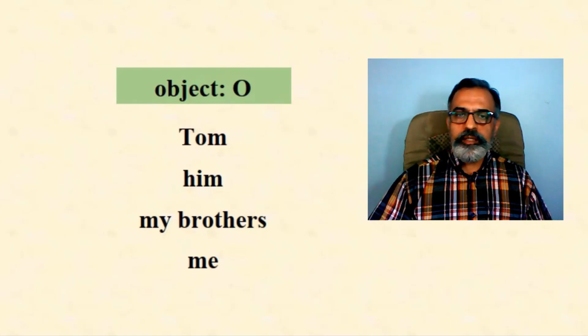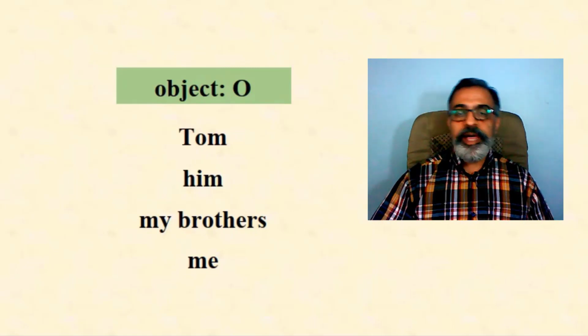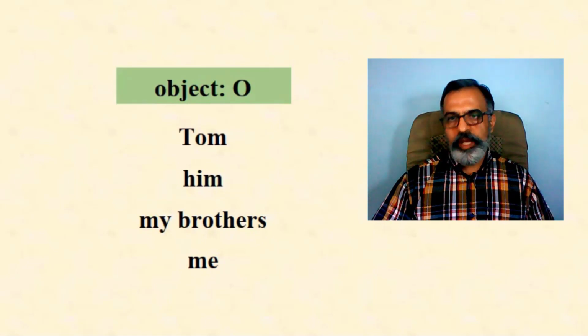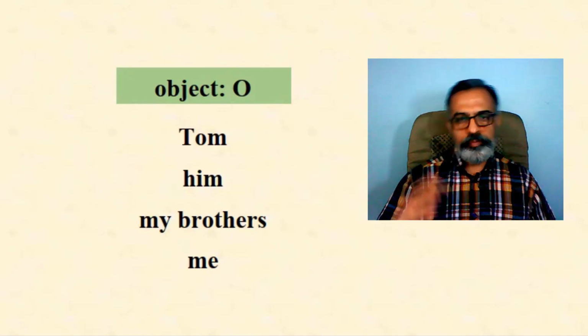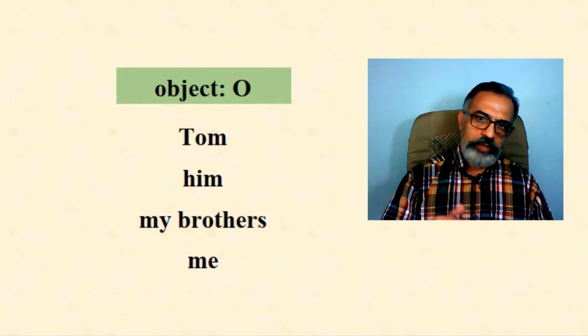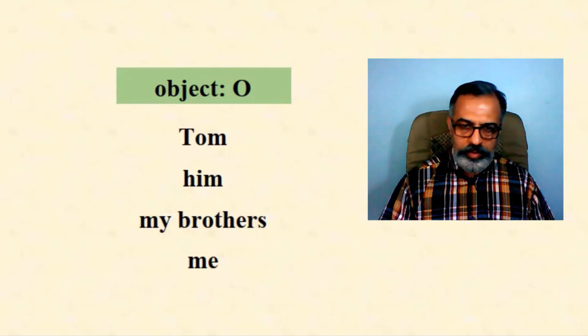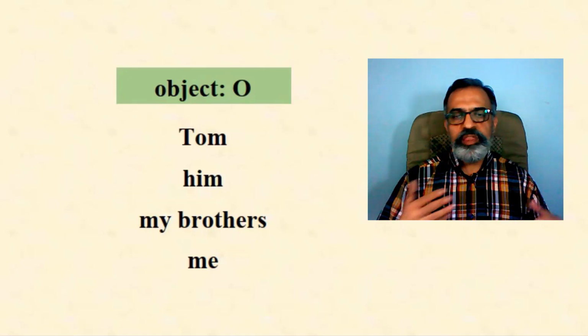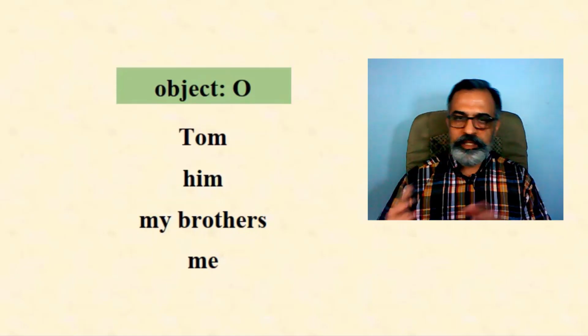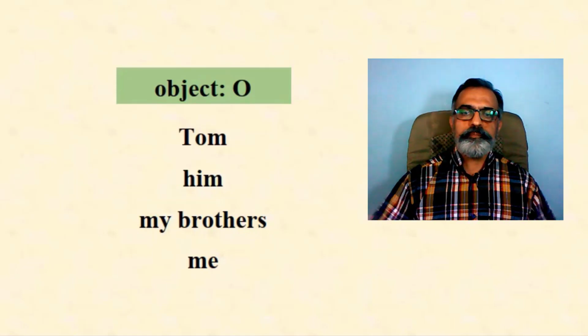And then in a simple sentence we may have an object. An object also can be a noun or a pronoun. It can be singular or plural: Tom, him, my brothers, me, them, my books, his car, your car.